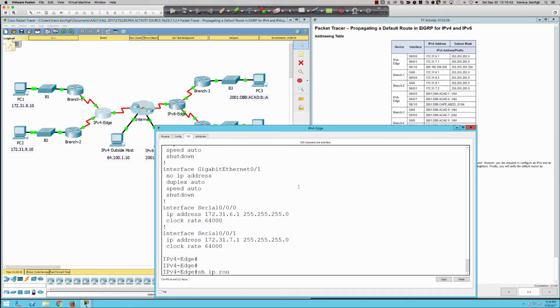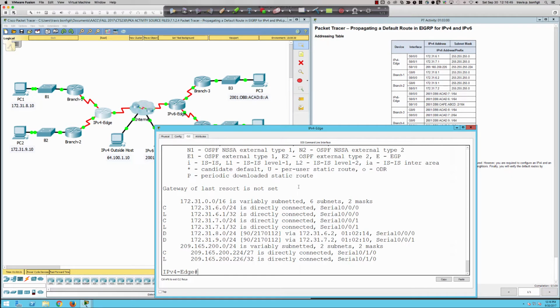If I was to say just show IP route, we don't have any information as to how we're going to get to that 64.100.1 network. And so what we want to do is, from an EIGRP Autonomous System perspective, advertise from this edge router a default route down to these other routers here, right?